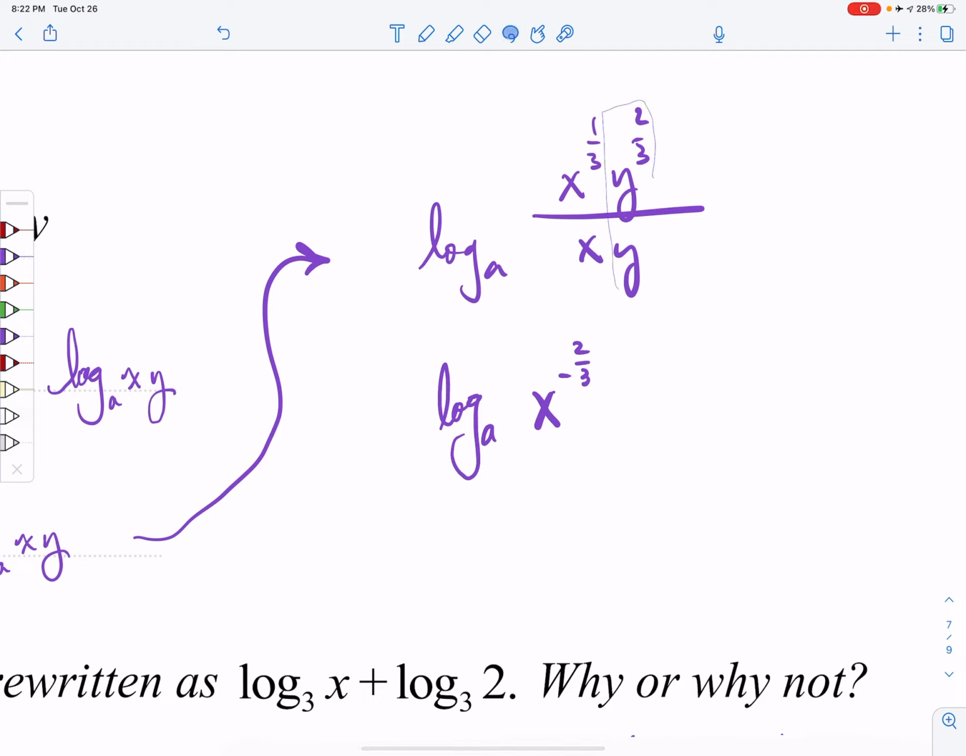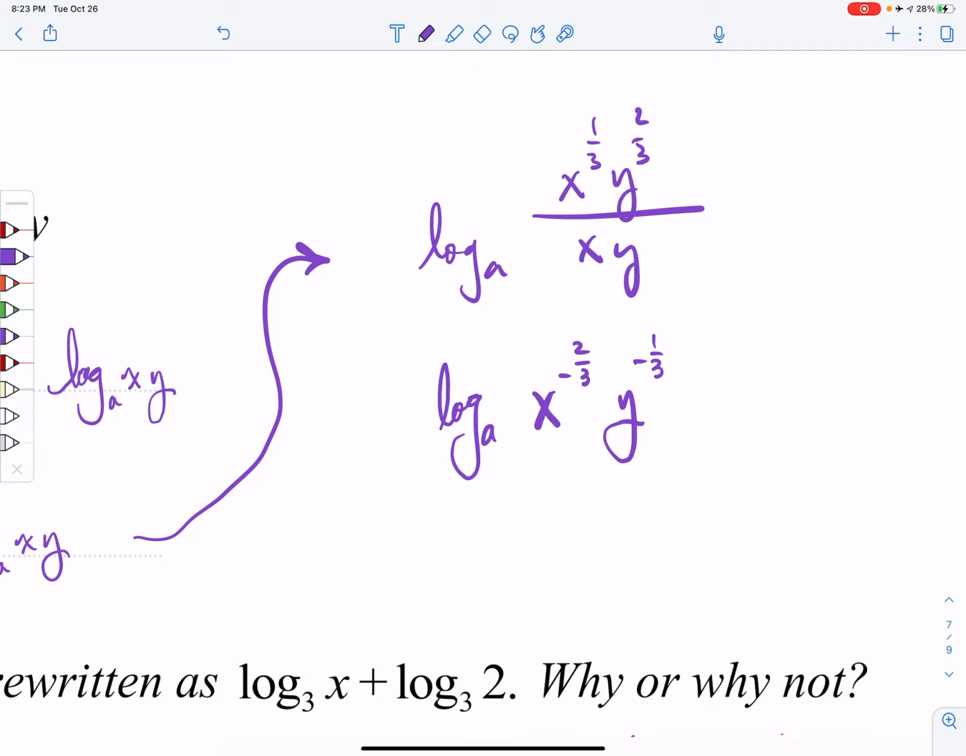I can do that here as well, as long as bases are alike. There we go. As long as my bases are alike, I can subtract the powers. So keep the base, so that's going to be my y. 2/3 minus 1, or 2/3 minus 3/3, is negative 1/3. Okay. And there's a couple other things that I could do to this. For instance, I could rewrite this with roots.